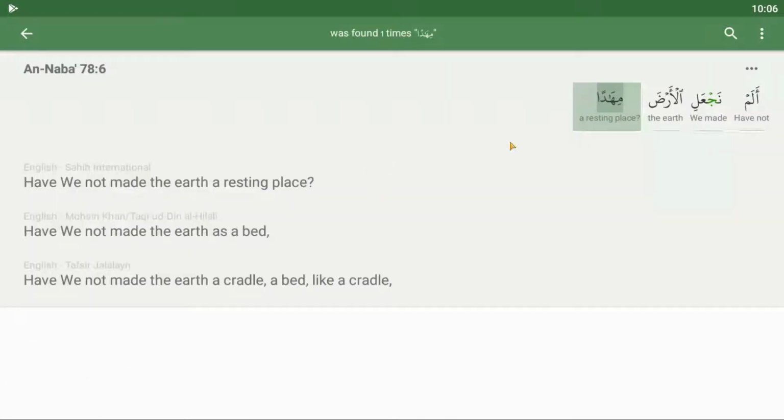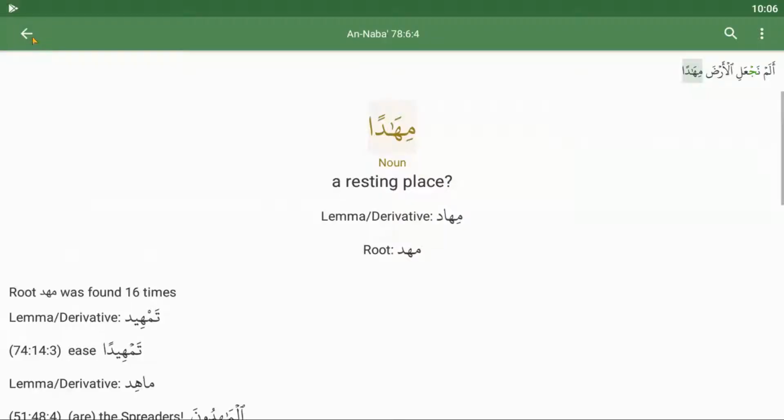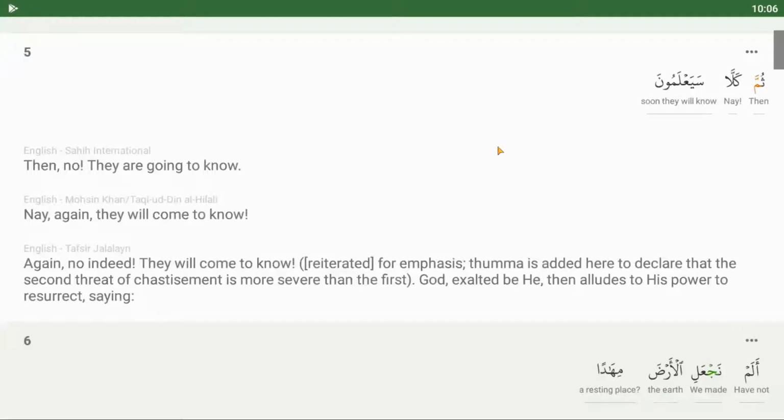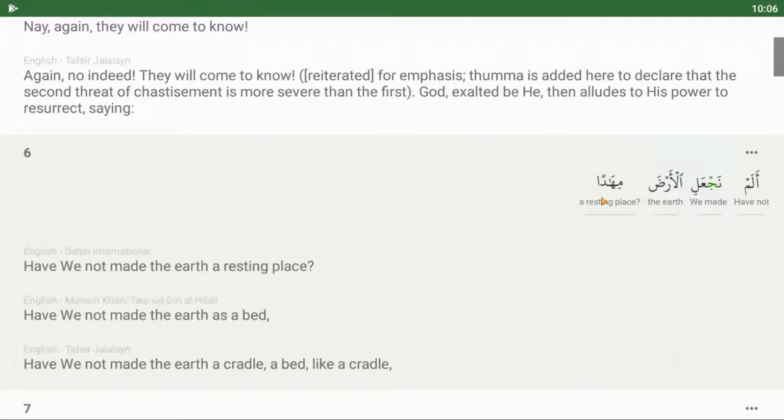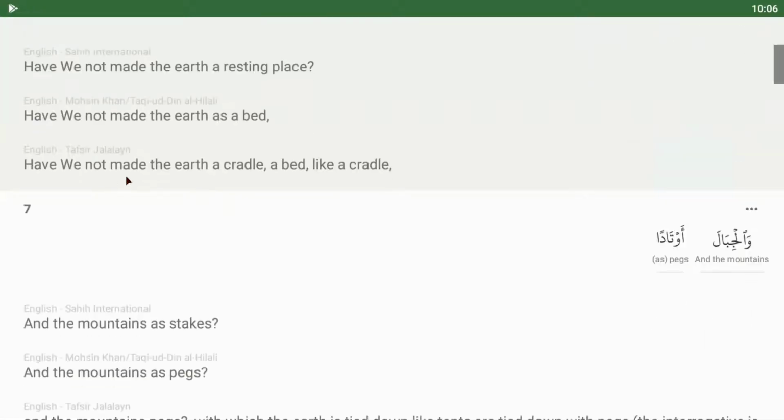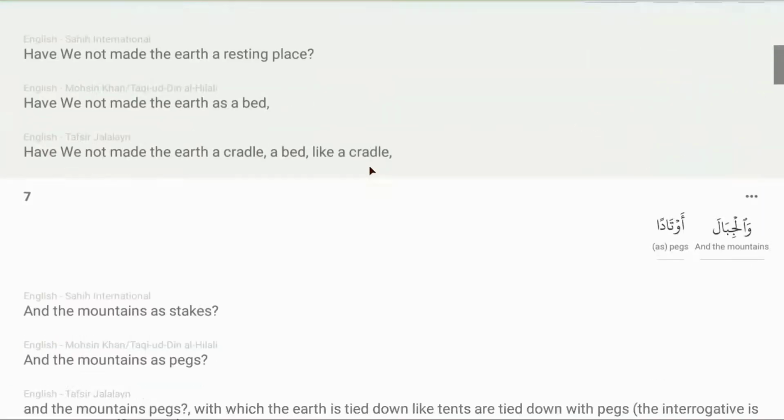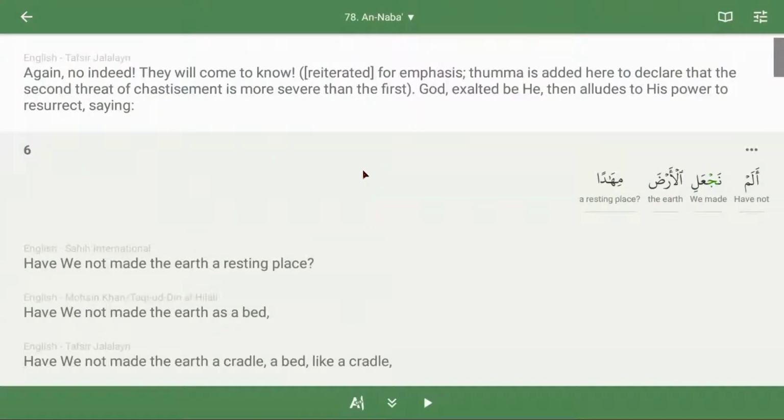And it has come as mihad in alam naj'alil arda mihada. So the earth, He called it a resting place. But the Tafsir Jalalain translated it as a bed, a cradle. Have we not made the earth a cradle? A bed, like a cradle, right? He translated the earth like a cradle. Why like a cradle? Why did he use mihad?